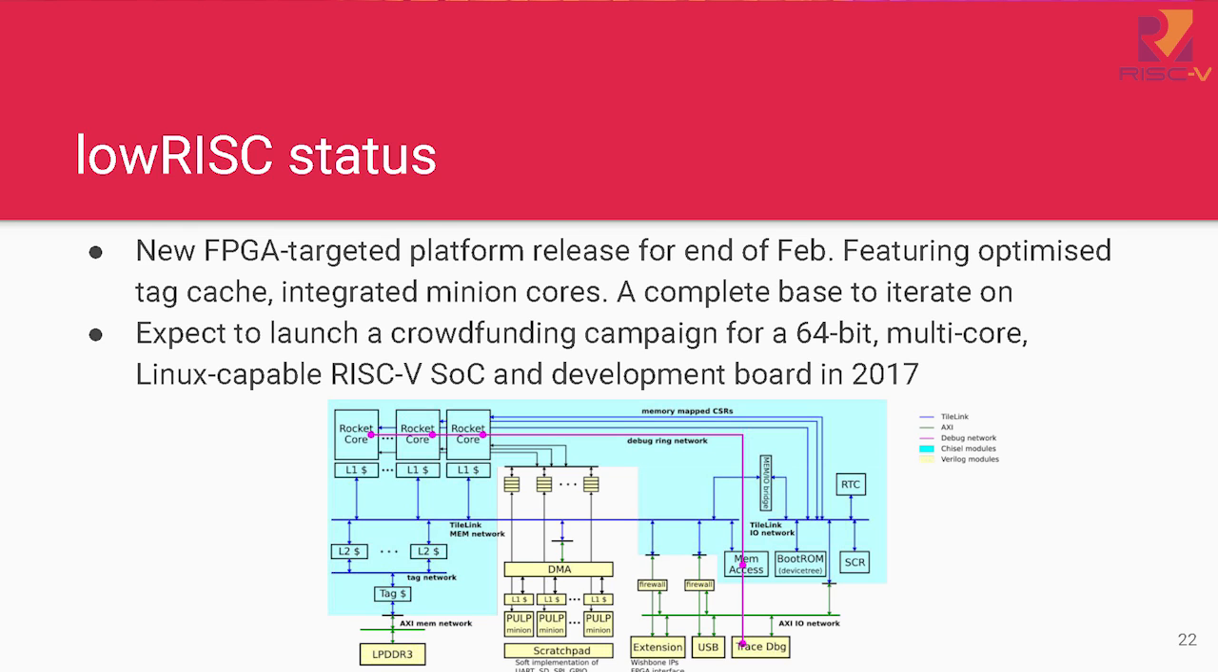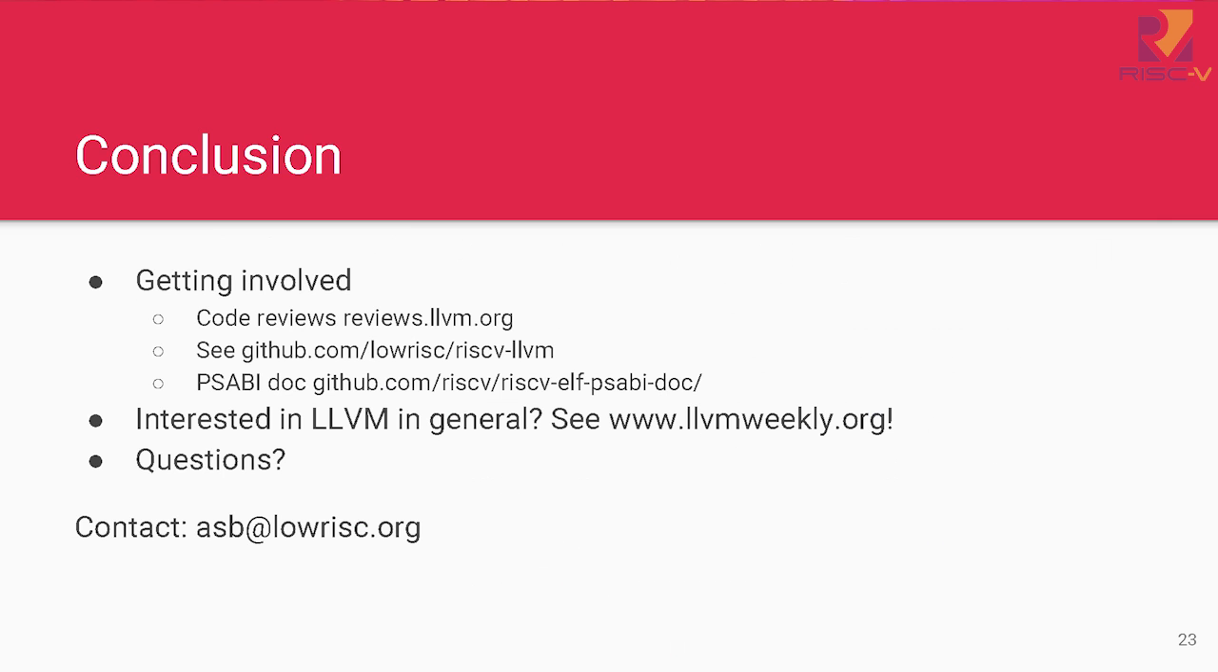So once we have all that together, that gives a kind of complete base to iterate on. There'll be various things that we want to errata or things we want to fix up before we actually tape out, but it'll start to look like our final V1 SoC platform. And we're expecting to launch a kind of crowdfunding campaign or similar for the initial instantiation of our platform. So that's a 64-bit, multi-core, Linux-capable, fully open source RISC-V SoC with Minion cores, tagged memory, and so on.